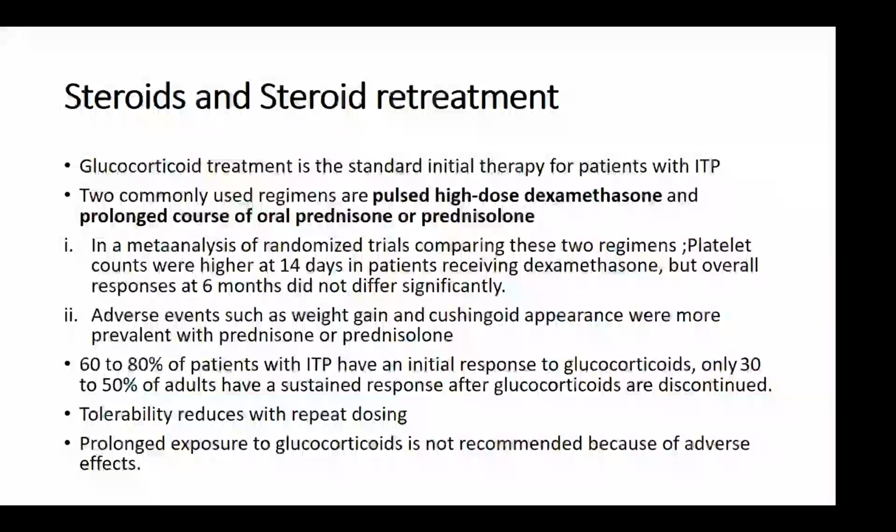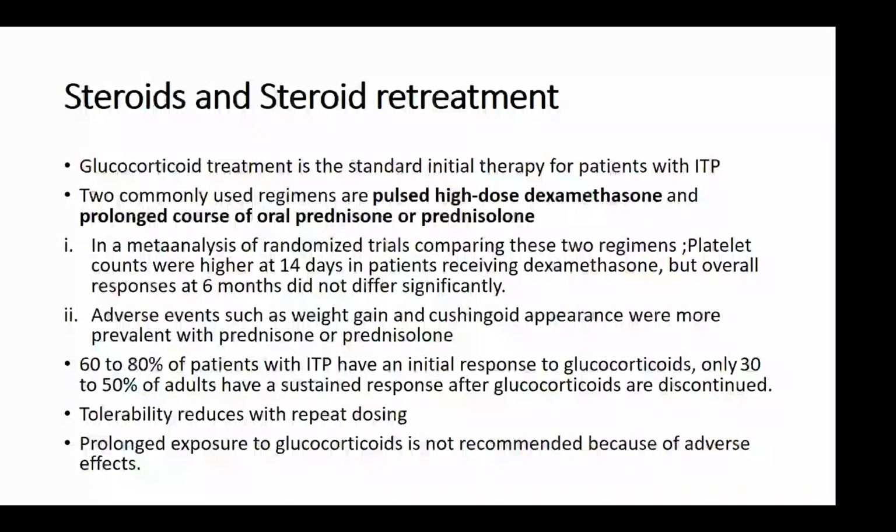Glucocorticoid is the standard initial treatment of ITP. We have 2 commonly used regimens. The first one is pulsed high-dose dexamethasone, and the second is the prolonged course of oral prednisolone or prednisone.